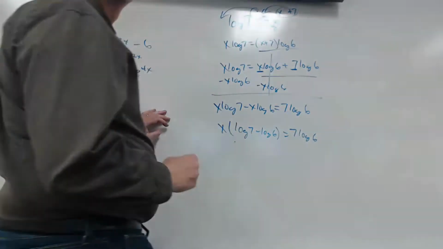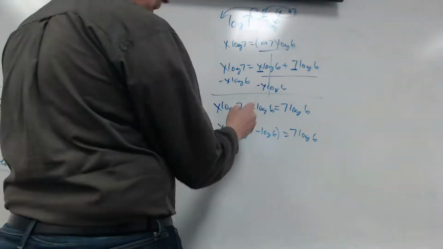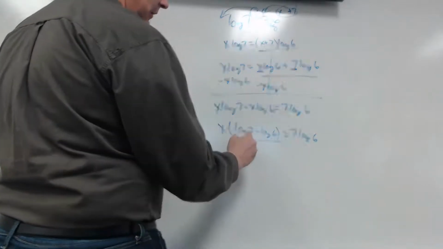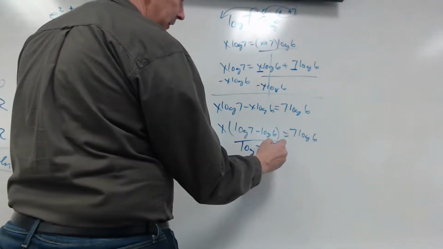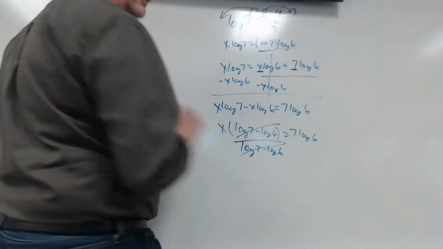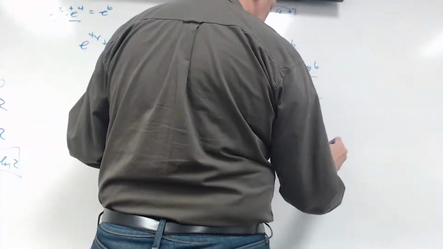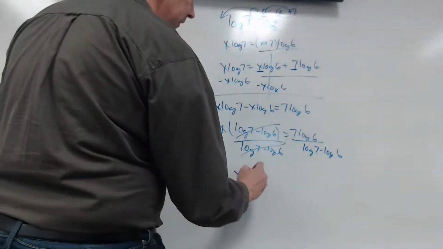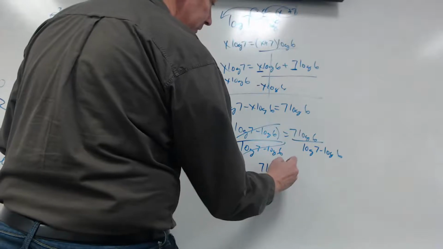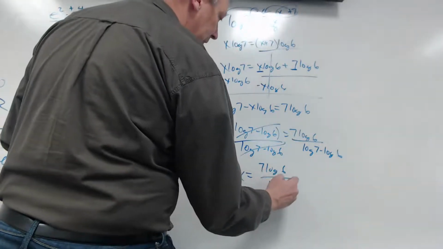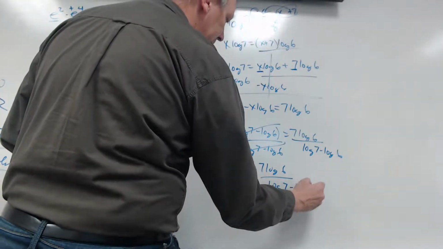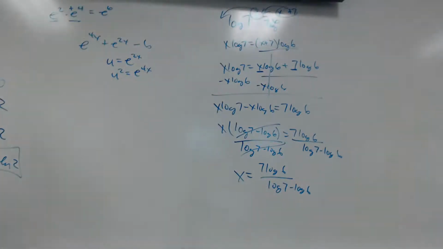Divided by? Would it be log 7 over 6? We're going to just divide by this whole thing. So log 7 minus log 6. And then that will cancel that, right? And then we'll divide that by log 7 minus log 6, okay? So x equals 7 log 6 over log 7 minus log 6, okay?